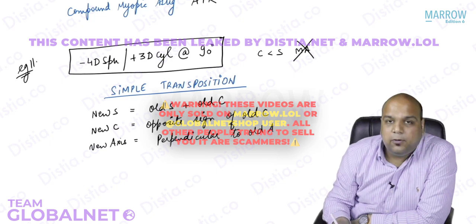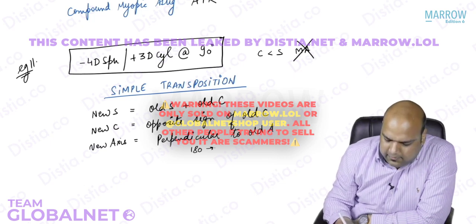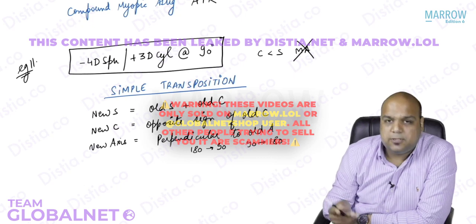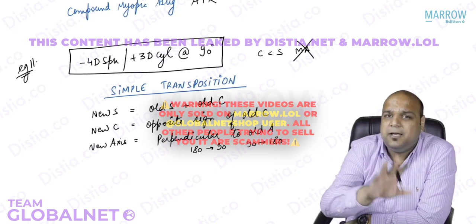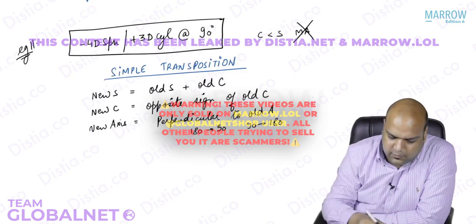What do you mean by perpendicular to old axis? 180 becomes 90 and 90 becomes 180. Yes or no? Vertical becomes horizontal, horizontal becomes vertical. So let us apply this rule, everybody.